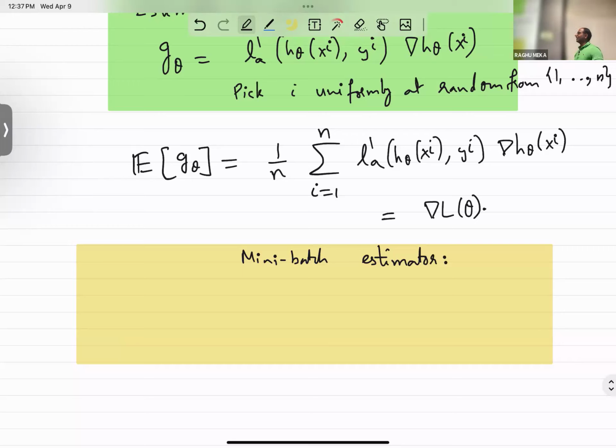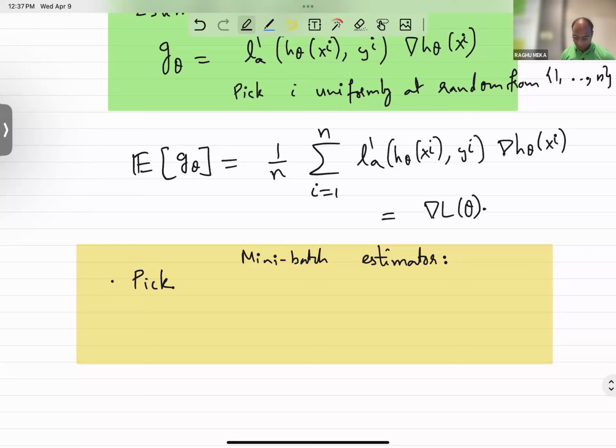Where instead of picking a single point, maybe my budget allows for picking 10 points. I can't do a pass through the entire data set, but maybe my computational budget per iteration allows me to do 10 times 10 points or 20 points or something like that. And here, when I mean budget, it need not just be the time. There could also be memory constraints. There could also be constraints about parallelization and so on.